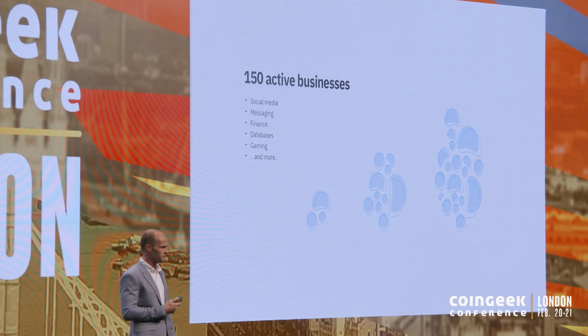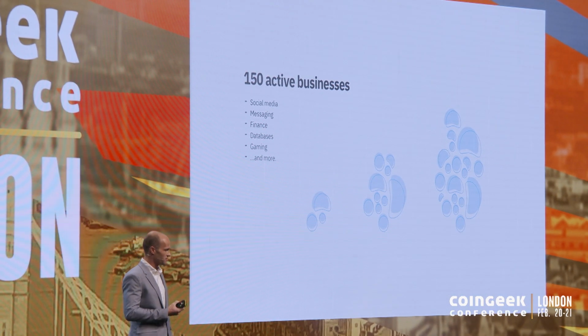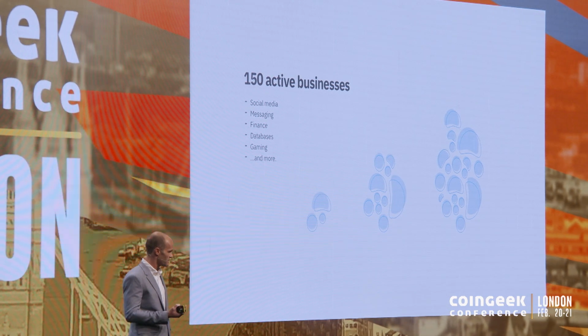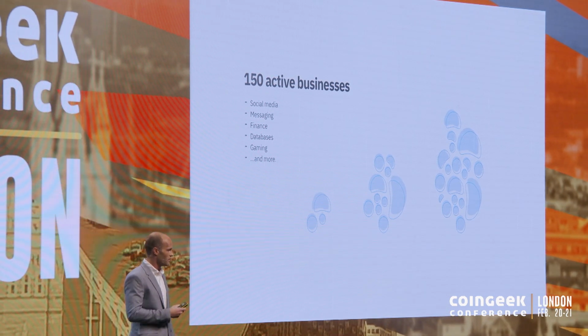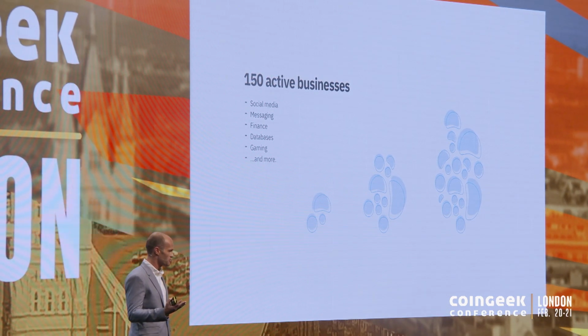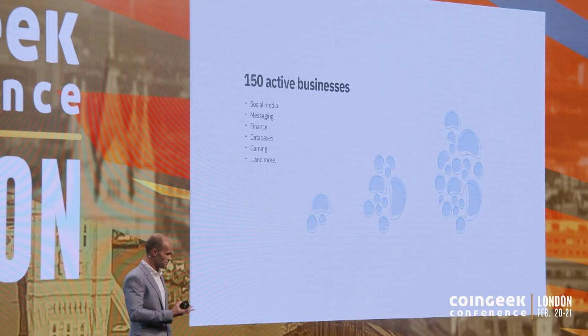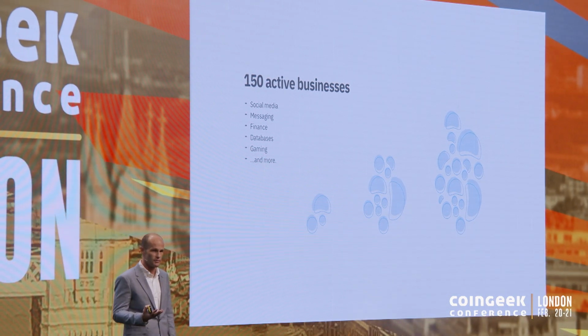So we currently have about 150 active businesses using MoneyButton. They span all the things I mentioned before, so social media, again, Twitch is a good example of this, messaging, Baymail, finance, there's an app called TrueDex that allows you to trade with MoneyButton. Databases, this includes things like Bitstagram and Bitgo.media. Gaming, Pure Game is a good example of this. There are other games using MoneyButton. So we have about 150 of them right now, and we're growing pretty quickly.